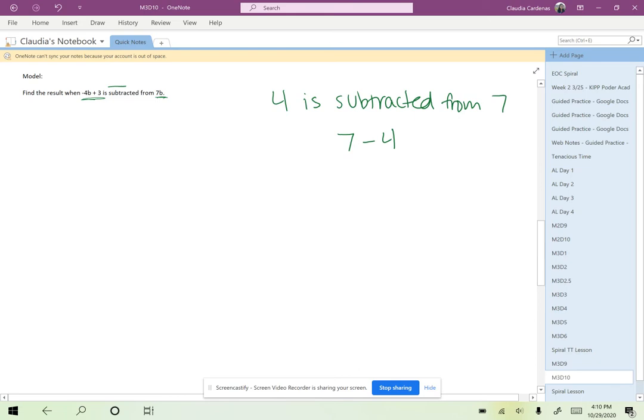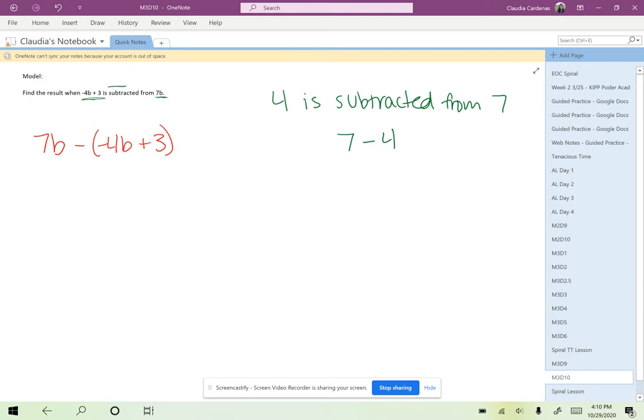So if we reread the problem, negative 4b plus 3 is subtracted from 7b, then 7b goes in front, and then everything else is going to be taken away from that. So minus a negative 4b plus 3, and I'm putting that in parentheses because that entire thing is being taken away from the 7b.